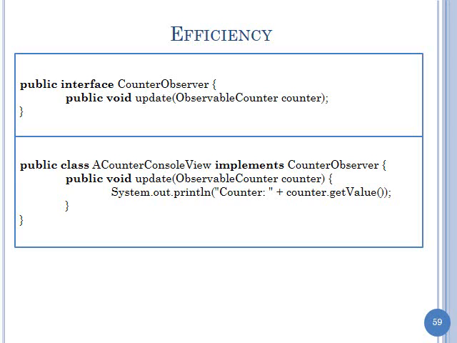So what did the model do? The model called an update method in the view saying, I changed. It did not say how I changed. Okay? And what the update did was go call back a method in the model. So the model sends a message, if you will, to the view saying, I've changed, and the view then goes back to the model and says, what's your current value?